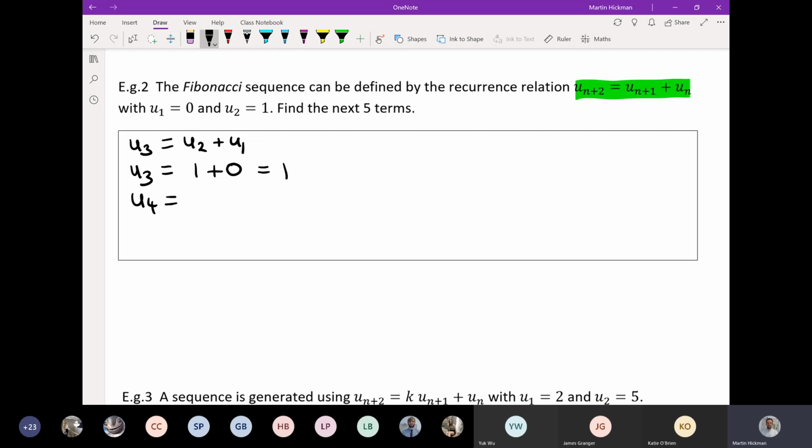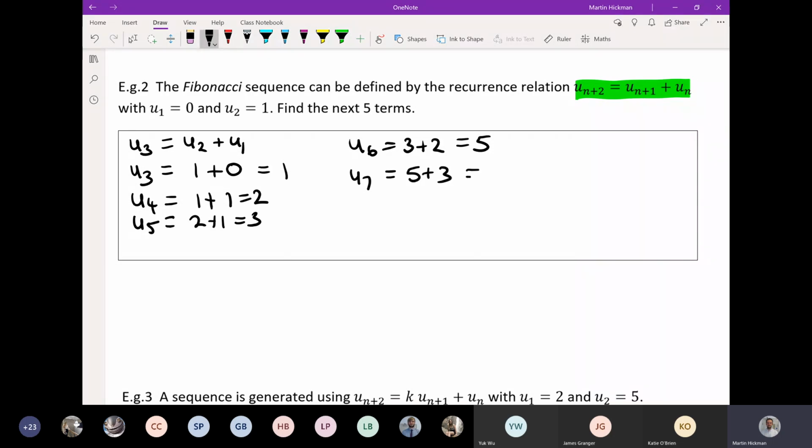u4, we just go to u3 plus u2, so u3 is 1, u2 is also 1, so 1 plus 1 for 2. u5, that's just going to be 2 plus 1 for 3. u6, you're going to take u4 and u5 and add them together for 5. And for u7, we take u5 and u6 and add them together, and we get 8. Okay, and that is what we know as the Fibonacci sequence.